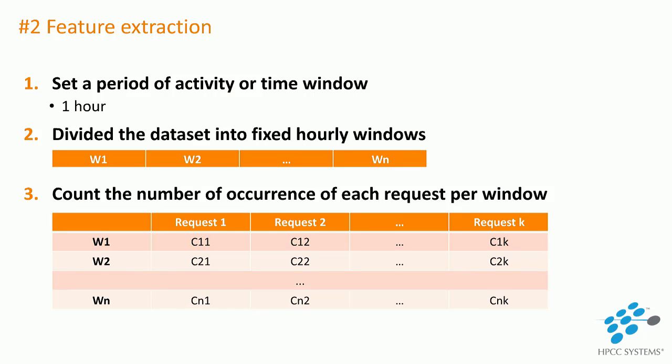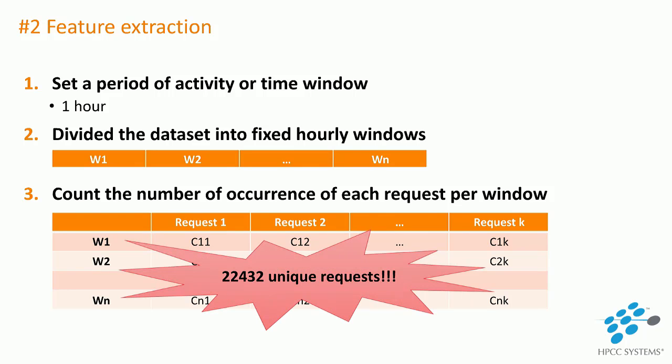The second step was to divide the data set into windows depending on the period of activity chosen, so we divided the data set into hourly windows. Then the final step to get our features was to count the number of occurrences of each request per window. On the left, we have the window IDs, and then the count of each request in the table. But at this step, we encountered a dimensionality issue, because we had about 22,432 unique requests, which made our features have a dimension of about 20,000. That was really huge, and we had to find a way to reduce the dimension.